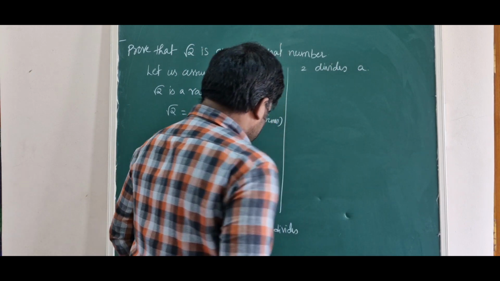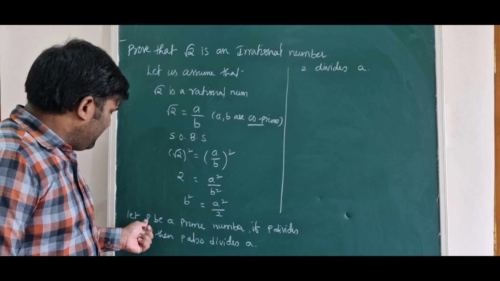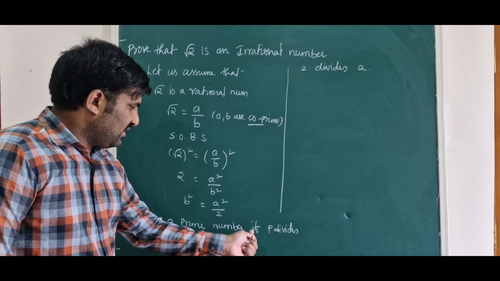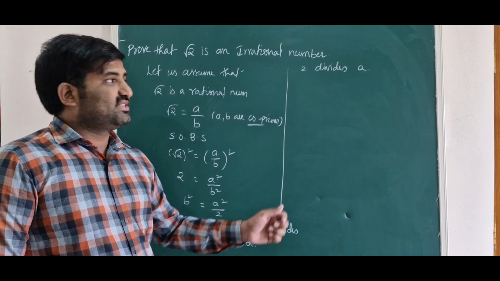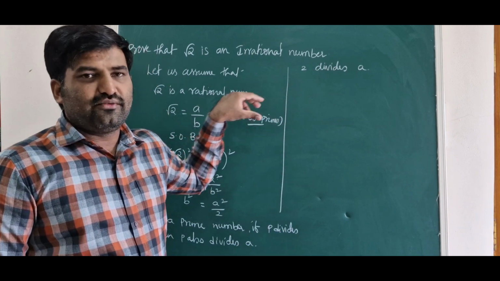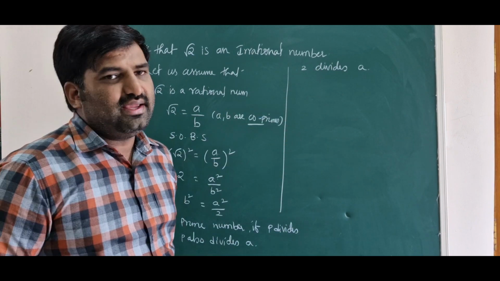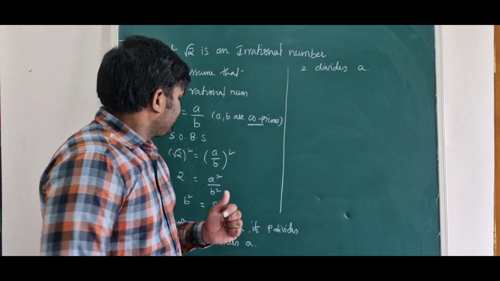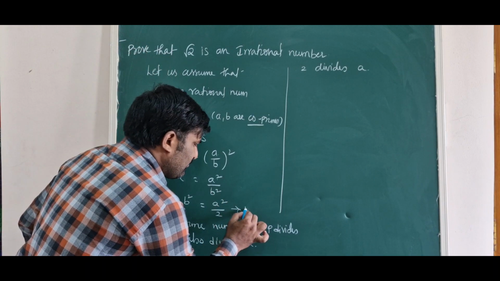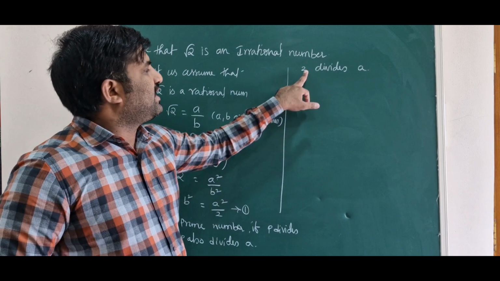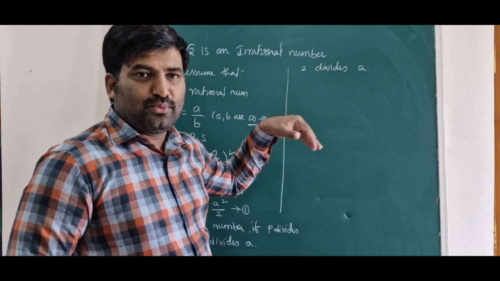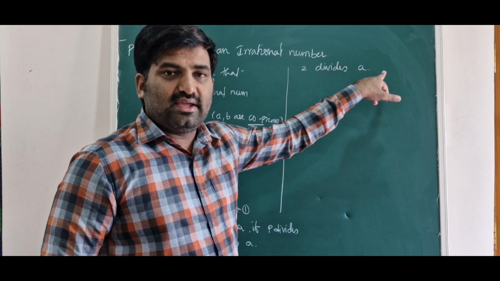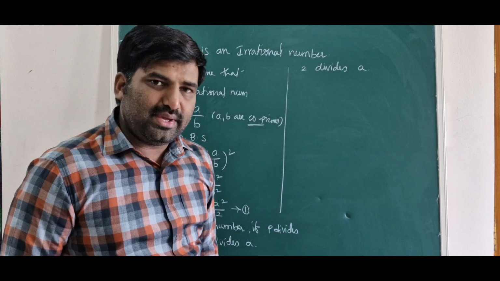So actually you should write it: 2 is a prime number. If 2 divides A square, then 2 also divides A. Directly I am writing here. So when you are writing the exam, you can write clearly step by step. Now I am taking this equation as 1, because here I am assuming that 2 divides A. In the same way, we need to prove that 2 divides B also, along with A.